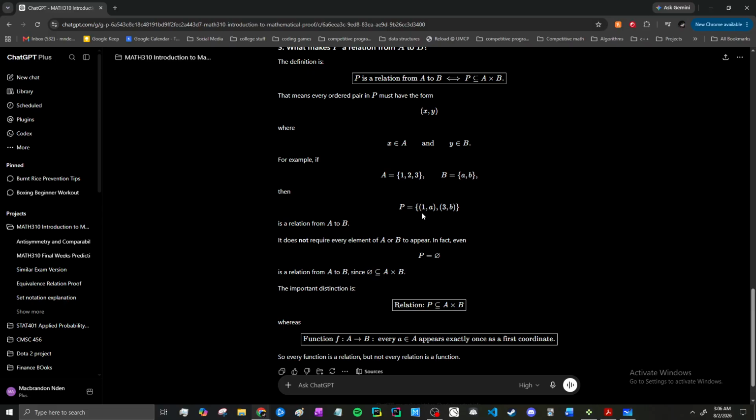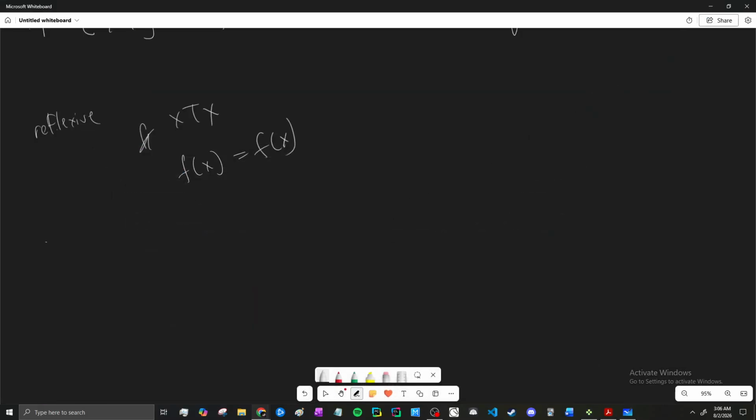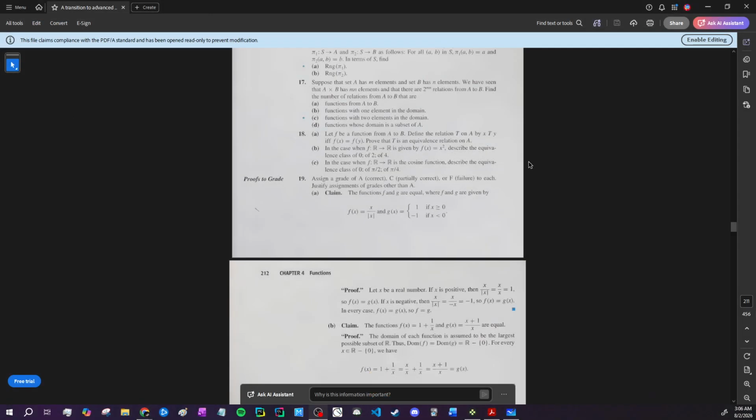So every function is a relation, but not every relation is a function. Okay, looking at 18a again, let's try to get our understanding. Remember, it's a function from A to B. The domain of A is a function of the first ordered pair. Define the relation T on A, right? So we know T on the domain.